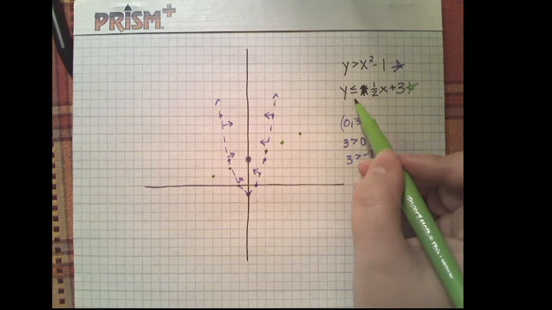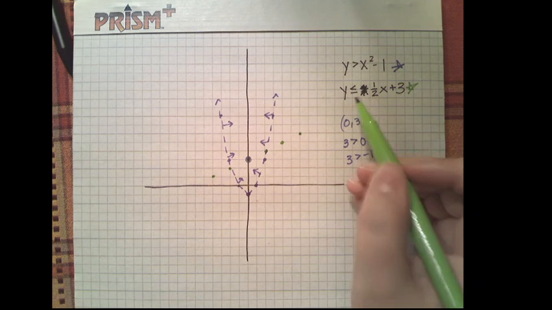Look back. Is it a solid or a dashed? It is equal to, so that means a solid line.